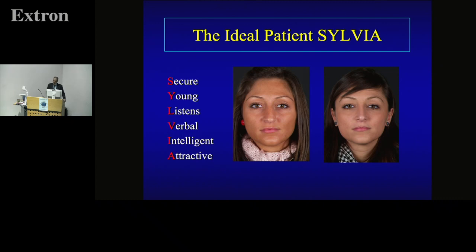I like this one. I keep putting it in my lectures because it talks about the ideal patient. It's been described many years ago. The ideal patient is SYLVIA: secure, young, listens, verbal, intelligent, attractive. And you think about it, usually a typical patient like this is a young lady most of the time, that's a reality. She knows what she wants. She's just concerned about the tip, about deviation, all this. You give her the nose, she's very happy. Even if there are slight asymmetries, they're usually very happy. In my experience, SYLVIA is a good patient.